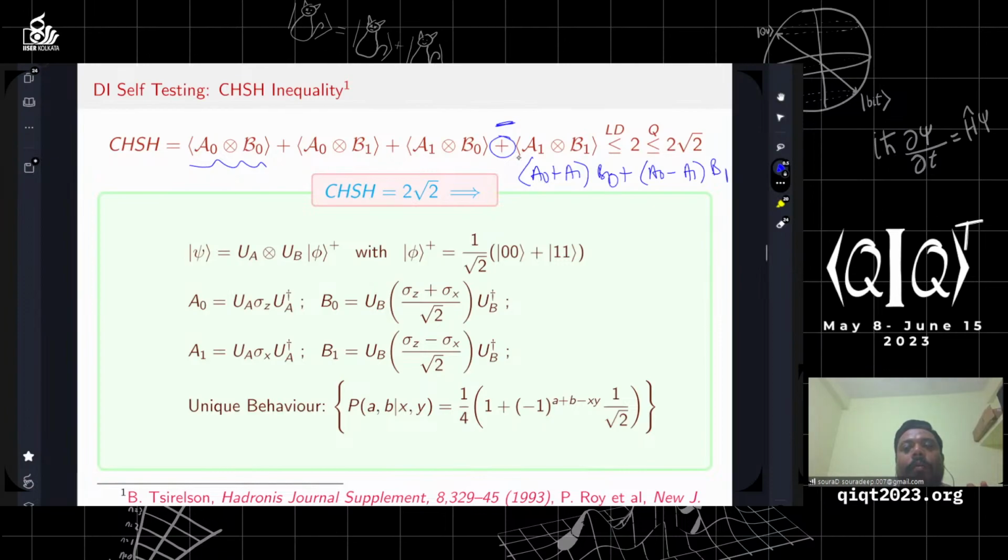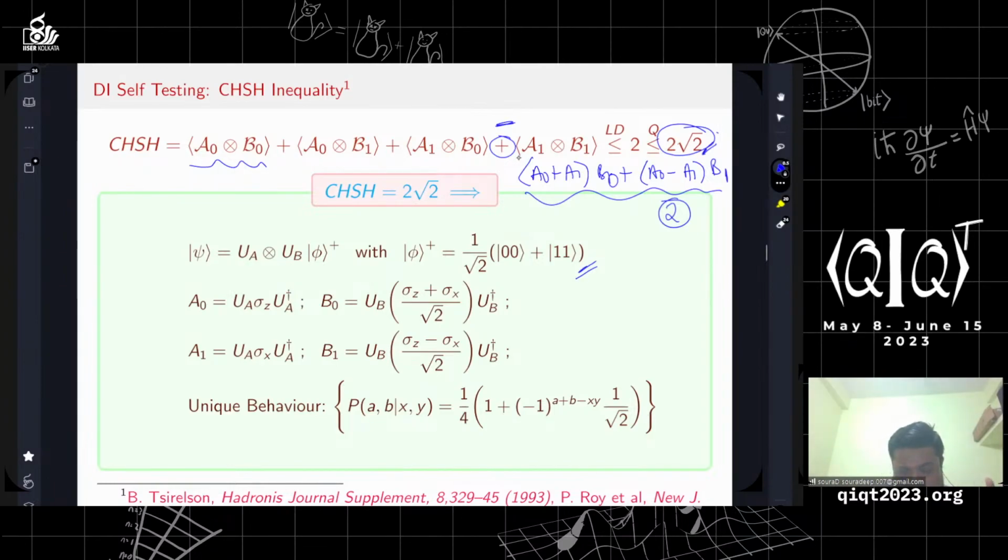I can write it like that, and it can be easily checked that the maximum value of this quantity is 2, if I can write it in this factorizable form. But it has been shown that the quantum value is 2√2, and this 2√2 can be achieved with a very particular state, that is a maximally entangled state, and with some measurements which satisfy the relation that Alice's measurements should be anti-commuting and Bob's measurements should be anti-commuting.